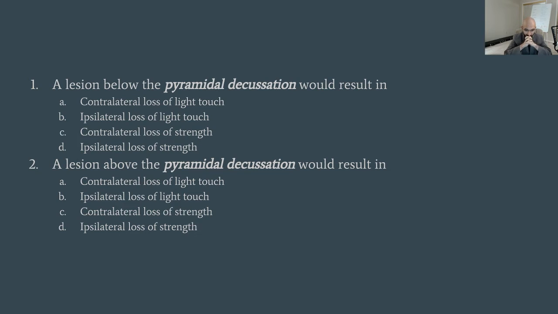Good, Gina, Joanne, Ayman, Nandita, good job. Haju, nice. Good, you're all on top of this. So that's exactly what you want to know about the pyramidal decussation. If we're below, lesions cause ipsilateral symptoms. And if we're above, then the damage has to cross over first, right? If we want to think about it that way. So it's going to cause contralateral symptoms.